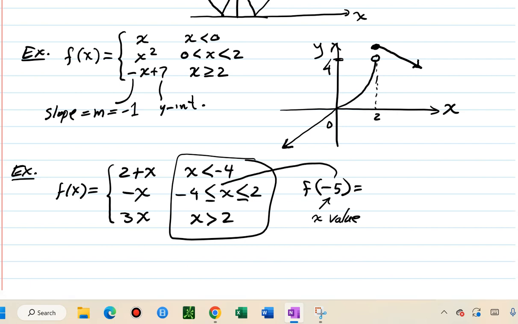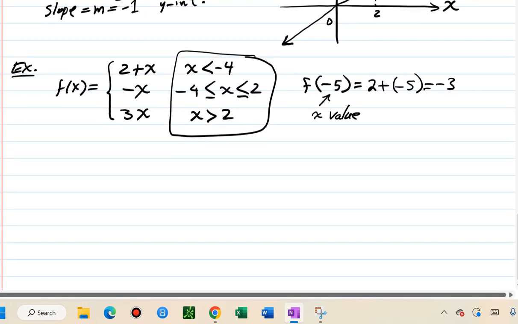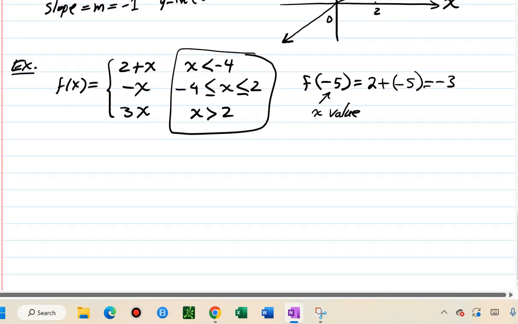Does negative 5 lie between negative 4 and 2? No, because negative 5 is less than negative 4. So it looks like it fits under the very first function, right? And because that's the case, I'm just going to go 2 plus negative 5, and that's going to be negative 3. You see that? So that's how we work these. Find the value of the function in that piecewise function.